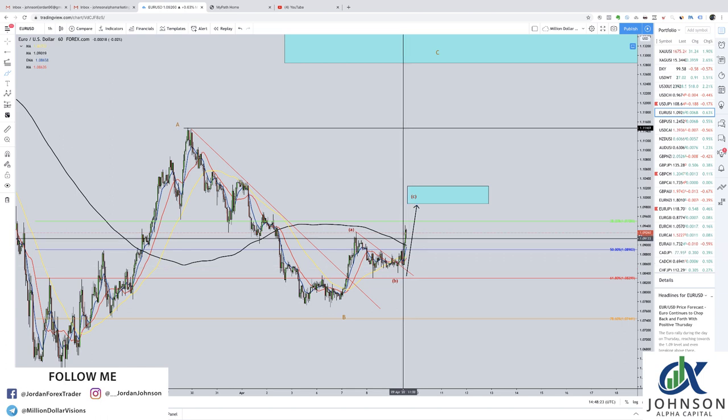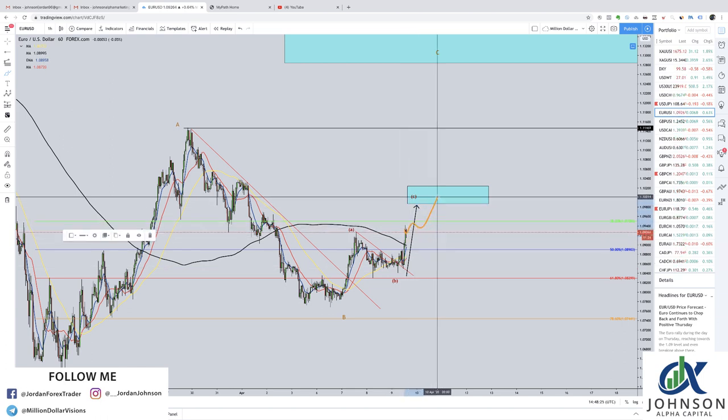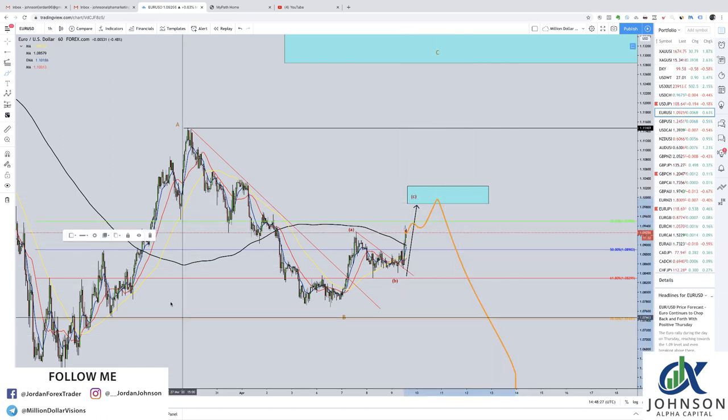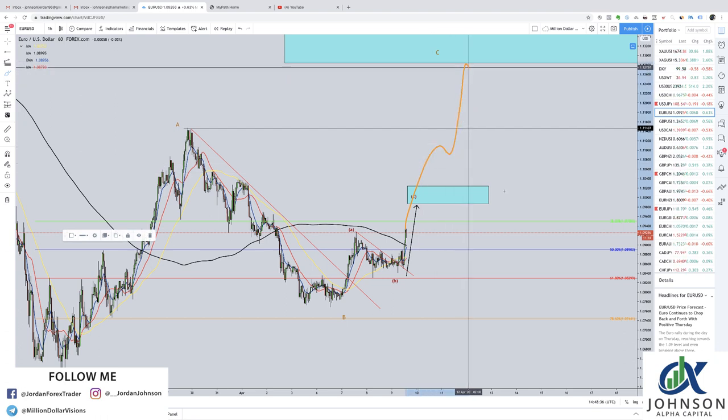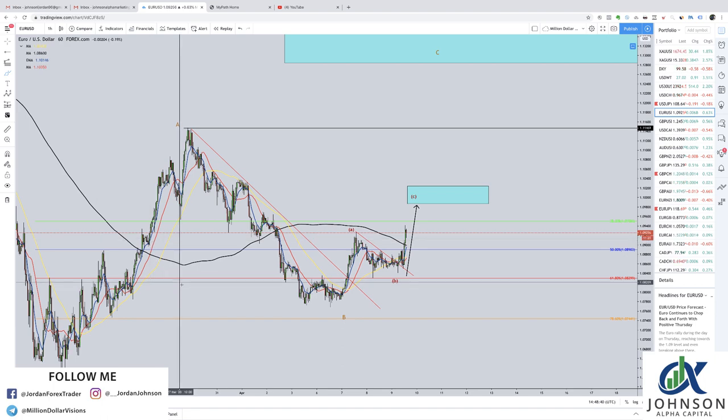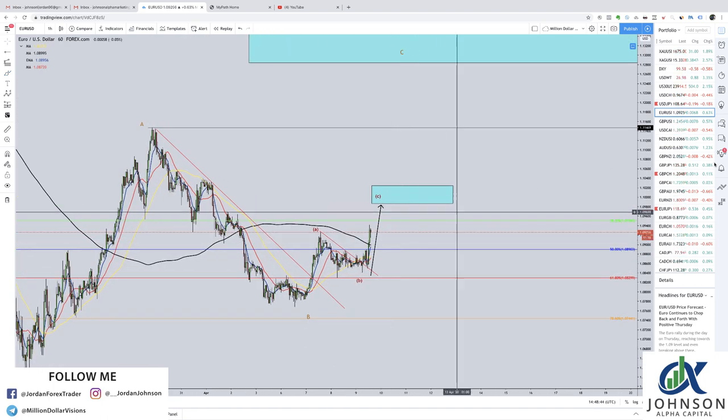So as you said, we come up into this blue box. We come back down. That's likely. Also, I think either that's going to happen or we're going to get this move into this blue box here before we make the ultimate move down. That's going to depend on how weak the dollar index gets. But that's euro. I'm already in play on that.